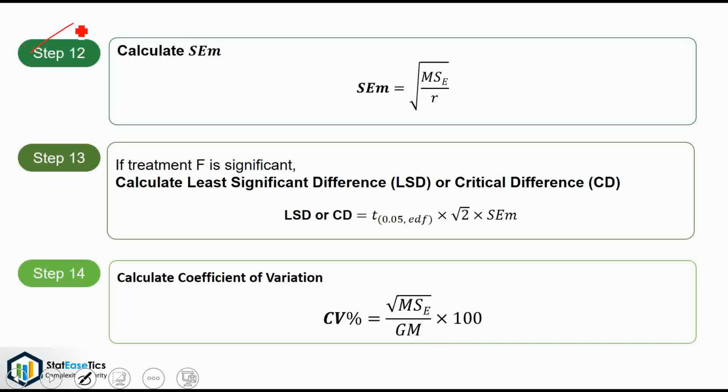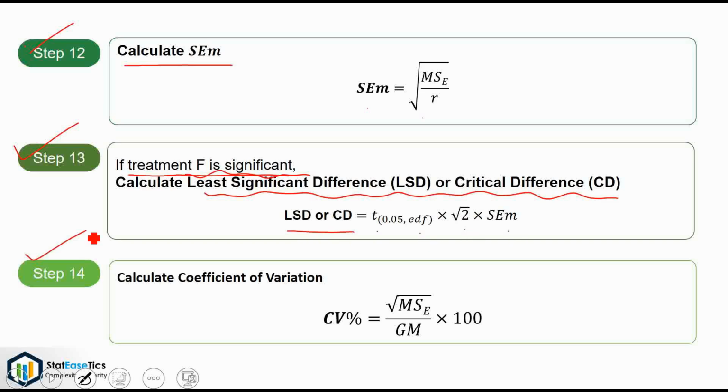Step 12 is calculation of SEM, that is standard error of mean. SEM is equal to root MSE divided by r. Step 13 is if F is significant. In this case, if F is non-significant, we do not need to calculate LSD or CD. But if F is significant, then we calculate LSD or CD using the formula statistic t at 5% level of significance and error degree of freedom into root 2 into SEM.